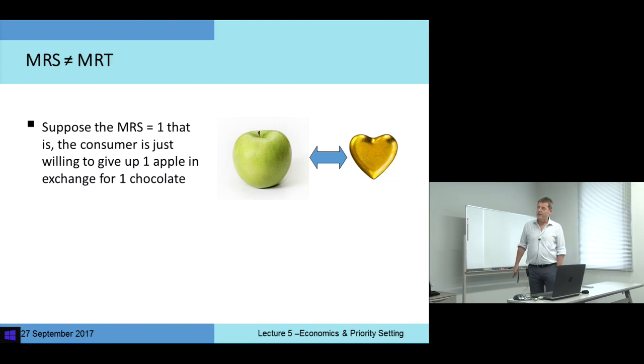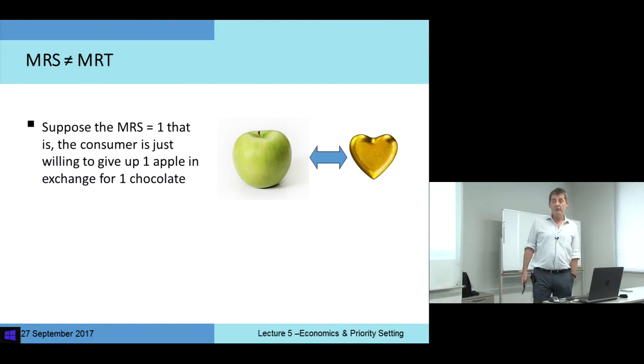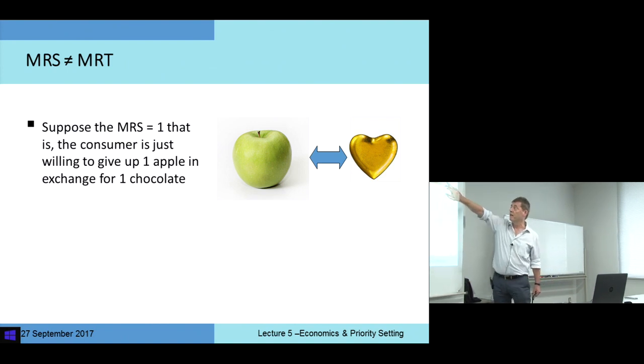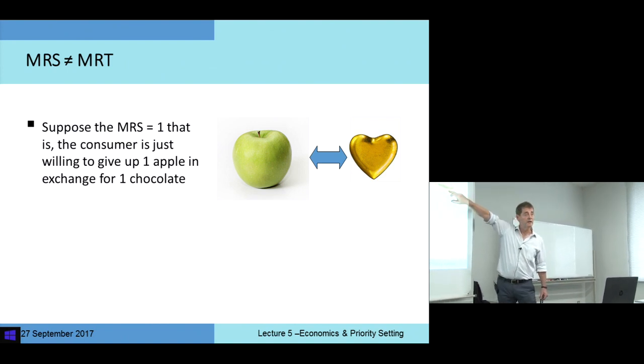Right, suppose that this represents the marginal rate of substitution of the consumer. So suppose for the individual, the marginal rate of substitution is equal to 1. That means if they were going to give up an apple, eat one less apple, they would need to be compensated with one more chocolate.